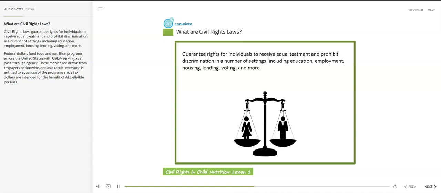Federal dollars fund food and nutrition programs across the United States, with USDA serving as a pass-through agency. These monies are drawn from taxpayers nationwide. As a result, everyone is entitled to equal use of the program since tax dollars are intended for the benefit of all eligible persons.